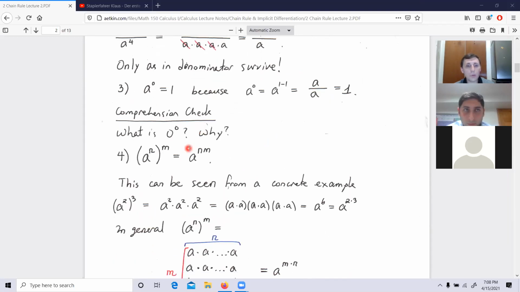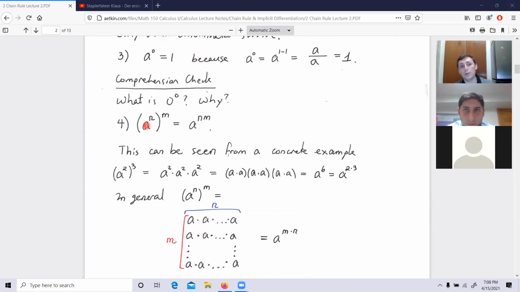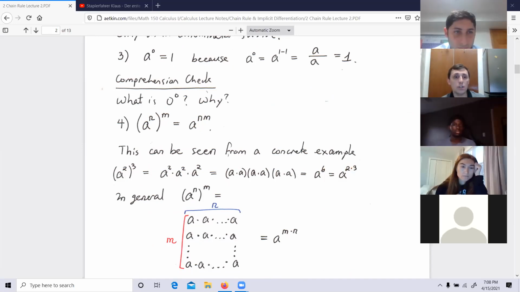So we also can observe the following, that a to the power of n to the power of m is a to the product of the powers. So for instance, a squared cubed, it's simply a squared times a squared times a squared, right? Which is a times a times a times a times a times a, and altogether it's a to the 6th, which is a to the power of 2 times 3. Why is that happening in general?